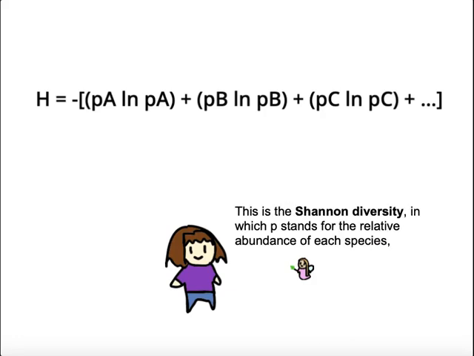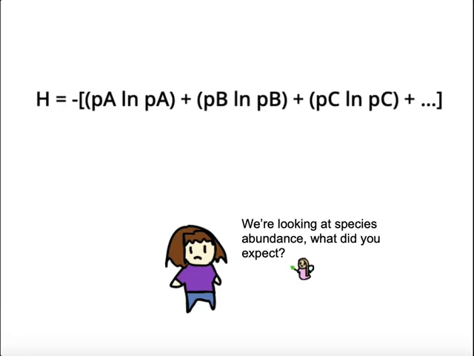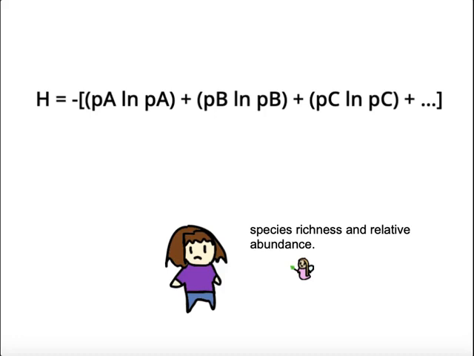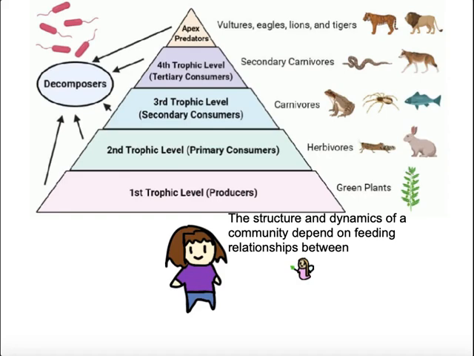This is the Shannon diversity, in which P stands for the relative abundance of each species, and ln is the natural logarithm. How did this turn into more math? We're looking at species abundance. What did you expect? This formula can determine which kind of communities are more diverse by accounting for both species richness and relative abundance.